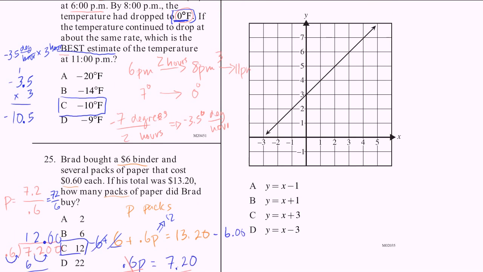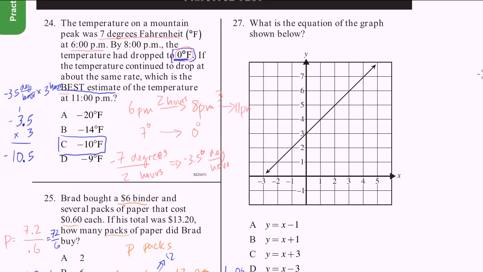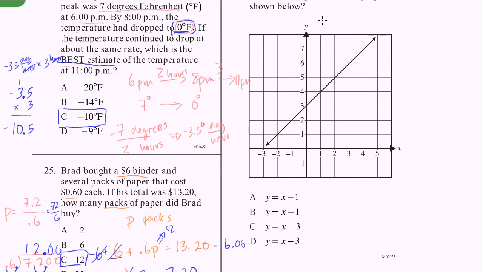Next problem. Problem 27. What is the equation of the graph shown below? So we just have to figure out its slope and its y-intercept. In general, these are all in kind of the classic mx plus b form, right? y is equal to mx plus b, where m is the slope, b is the y-intercept. The slope is rise over run. For every 1 we run, we rise up 1. Or for a change in x of 1, we have a change in y of 1.